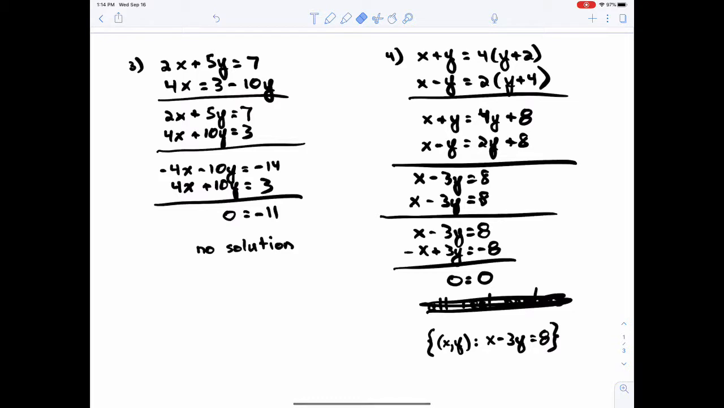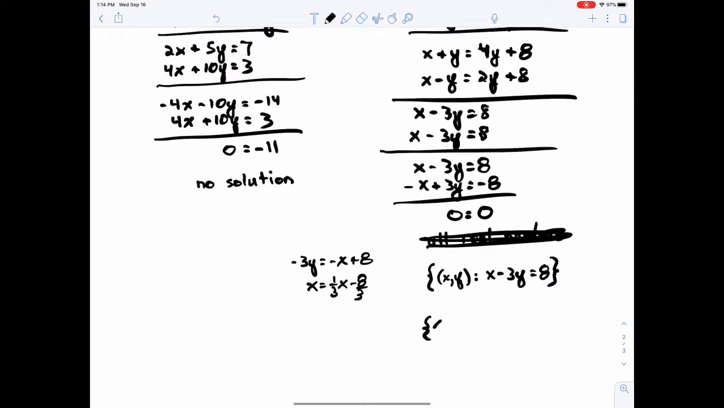Okay. Let's say you decide to write this. I don't know why you would, but what would this be in slope-intercept form? This would be negative 3y equals negative x plus 8. And then if you divide by negative 3, we'd get 1/3 x minus 8/3. So could I write the answer?